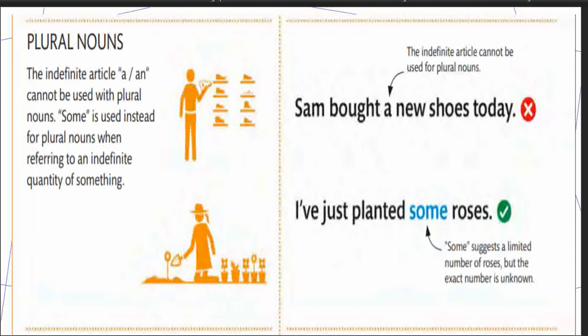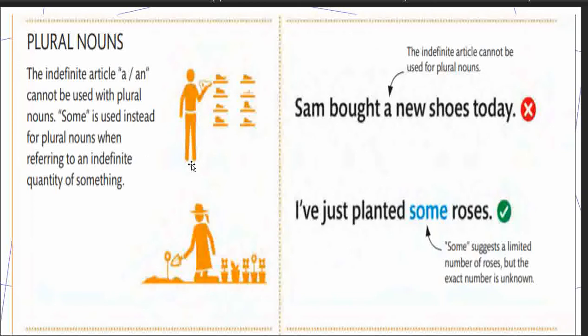Let us proceed. Now the plural nouns. The indefinite article a or an cannot be used with plural nouns. Instead of that, the word some, S-O-M-E, is used for plural nouns when referring to an indefinite quantity of something. Now let us see certain examples that we have before us, and we have certain do's and don'ts also. That means what is right and what is incorrect. So you have to take a note of what is correct, and make a note of the incorrect, so that you avoid those kinds of errors.